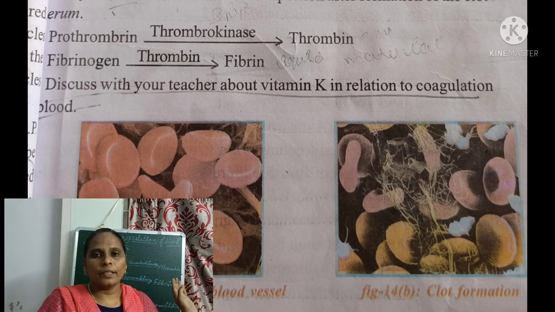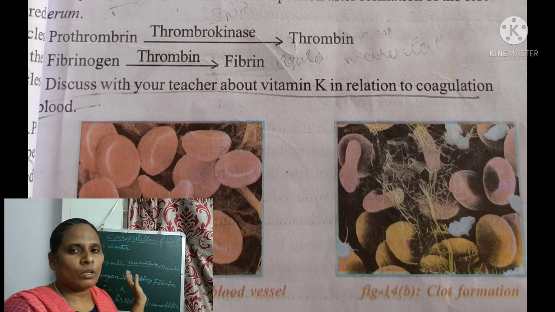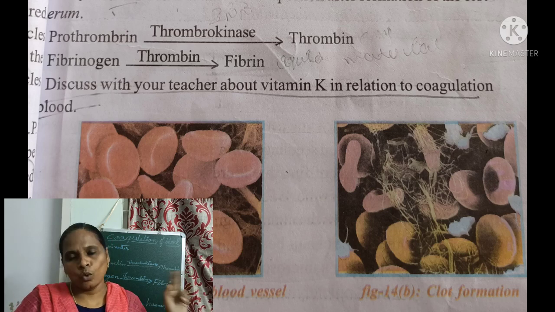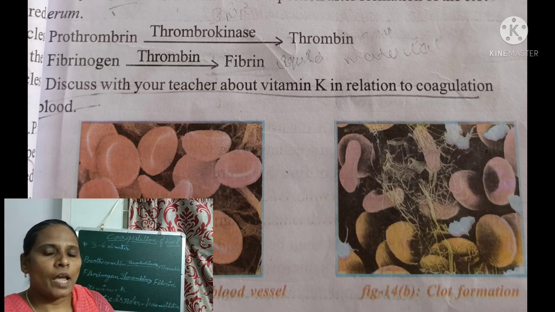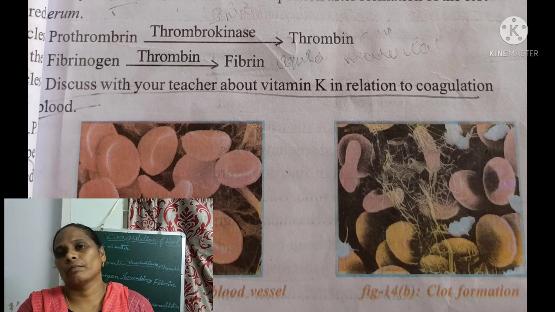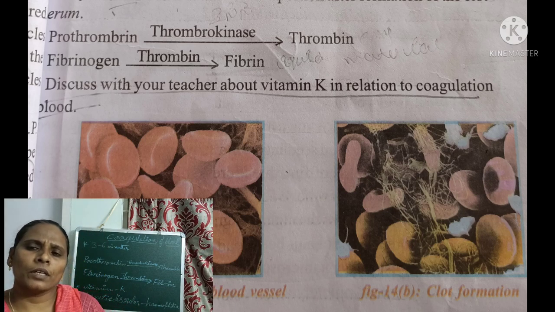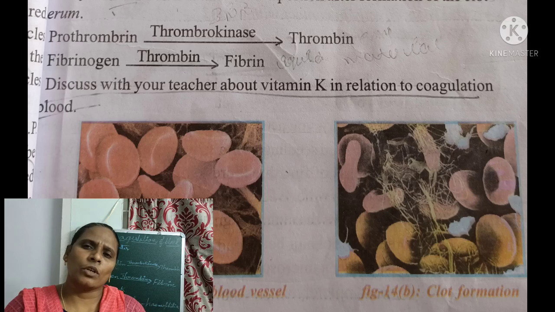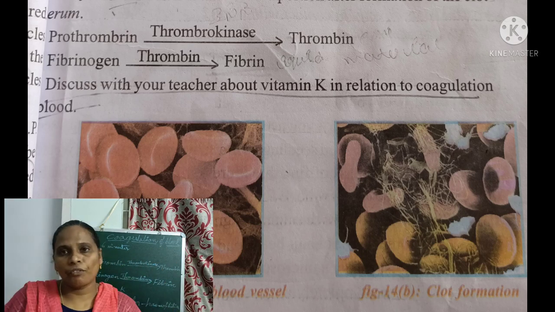And we can see that in some people, even after hours, the blood is not clotted because of two conditions. One is a deficiency of vitamin K, and the second is a genetic disorder called hemophilia. Because of these two also, blood may not coagulate. And another one is also there, a blood disorder called thalassemia. This is about the coagulation of blood.